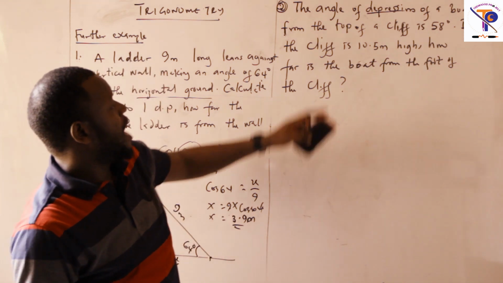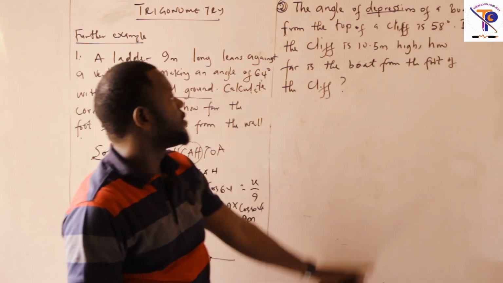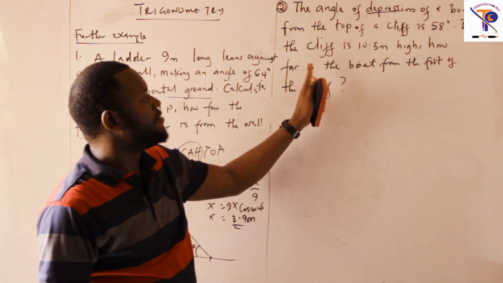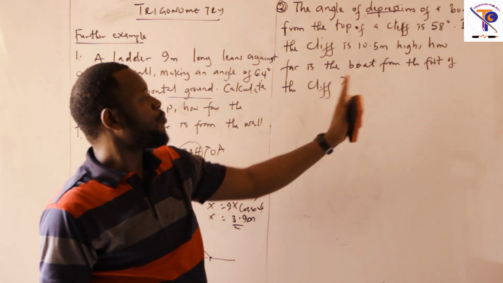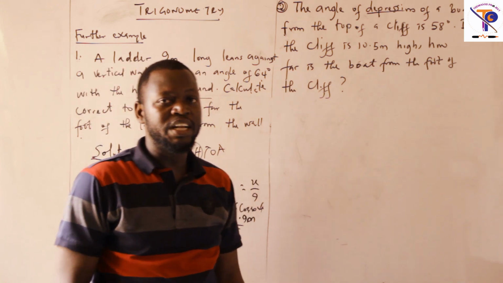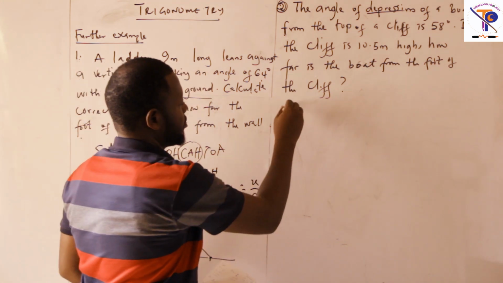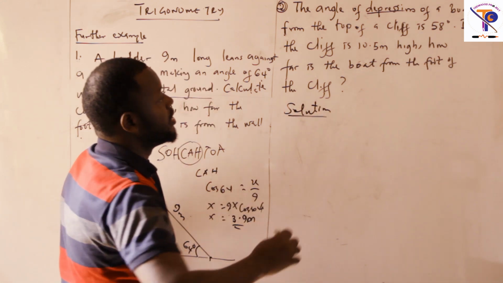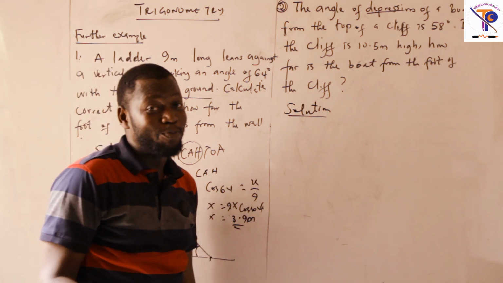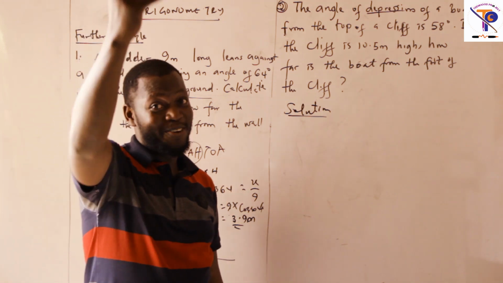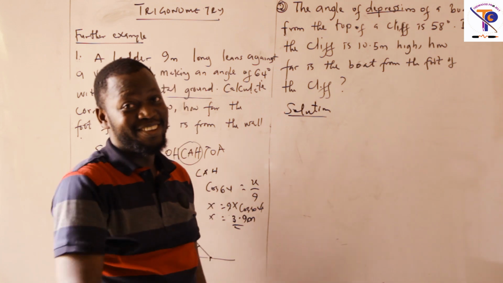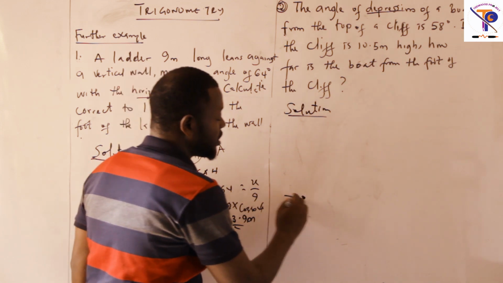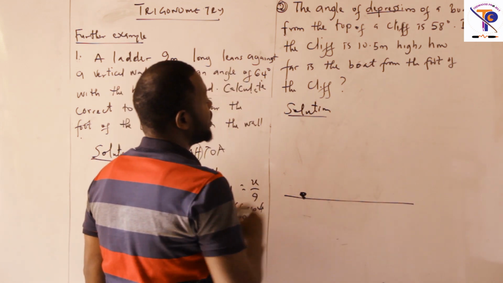So here we have: the angle of depression of a boat from the top of a cliff is 58 degrees. If the cliff is 10.5 meters high, how far is the boat from the foot of the cliff? Picture first. Let's see the picture you have, then we continue from there. A boat, obviously, cannot be up here. It's obviously on the sea, on the ground. So I have a boat here. I don't have to draw a boat. All I need to do is to fix the position of the boat. So this is my boat here.